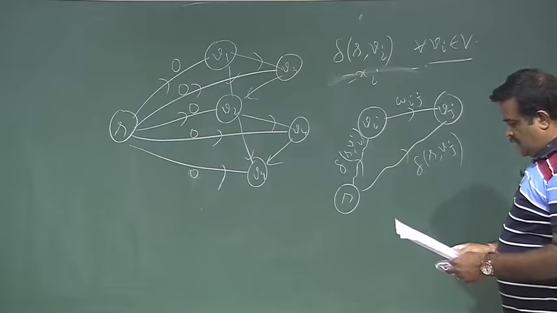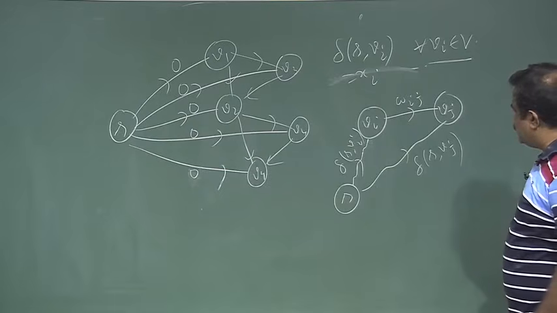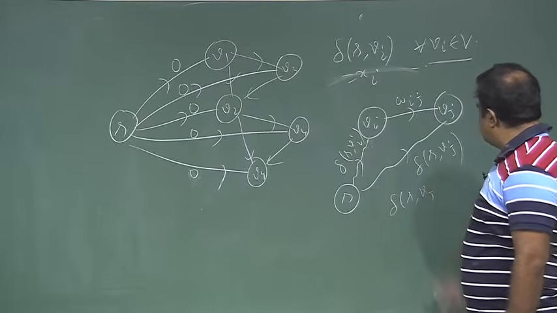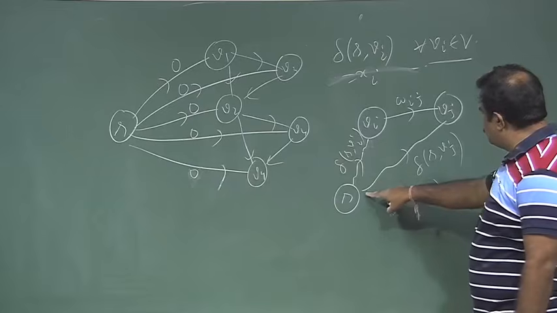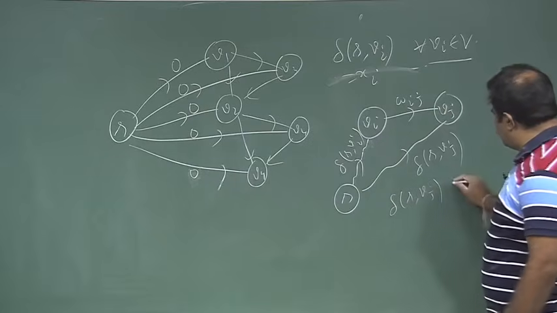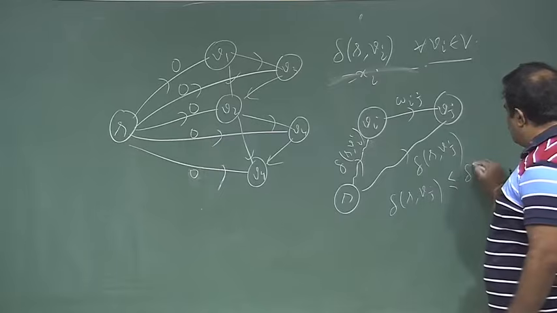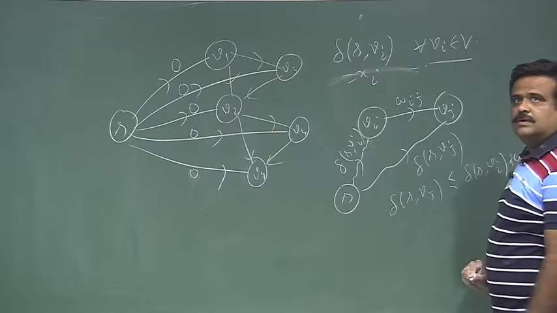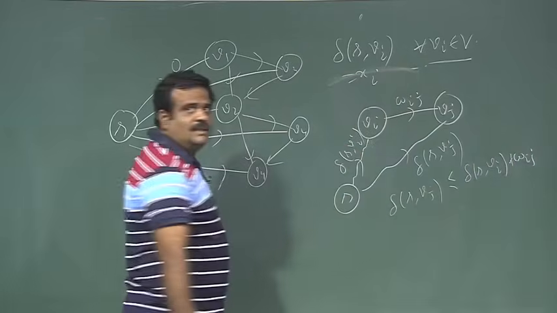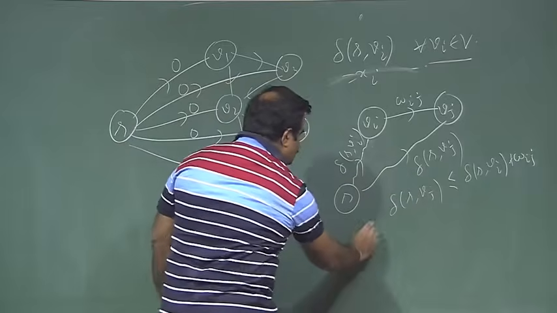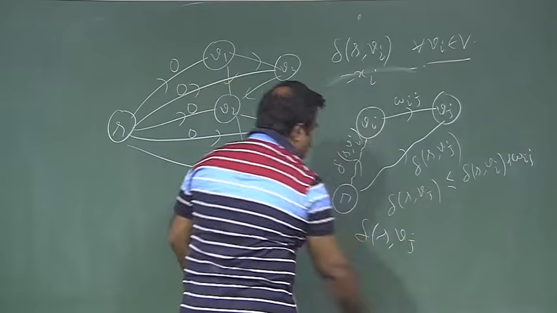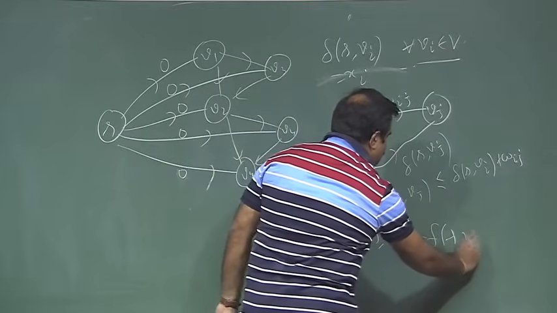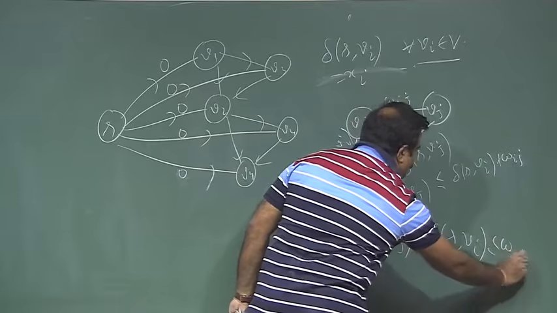Okay. Now by the triangle inequality, what can we say? This delta of S comma Vj is the weight of the shortest path from S to Vj, and this is one of the paths. So this must be less than or equal to delta of S comma Vi plus Wij. Now we can move this to the other side. So delta of S comma Vj minus delta of S comma Vi is less than or equal to Wij.